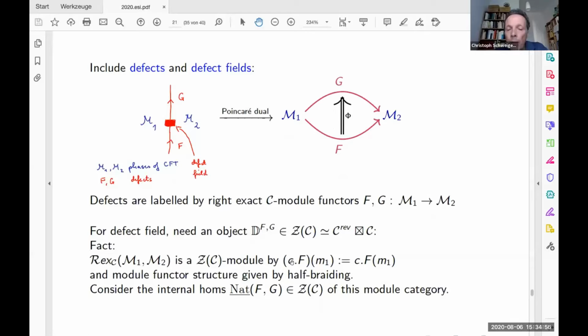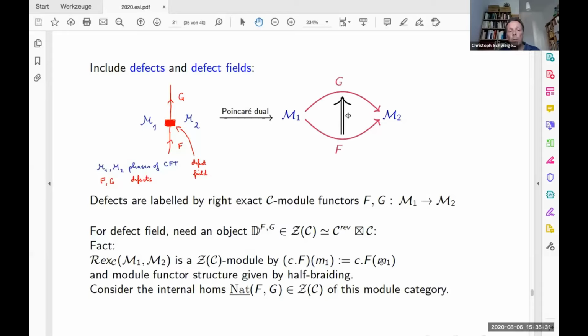Well, you could try to turn it into a module functor over C by simply acting with C on the result of applying a module functor F on M1, but then it's not a module functor. You need some more structure, and that's precisely a half braiding. So these functors are actually, in a natural way, a module over the Drinfeld center. And the Drinfeld center of a pivotal category is itself pivotal, and we will always take it with this pivotal structure.